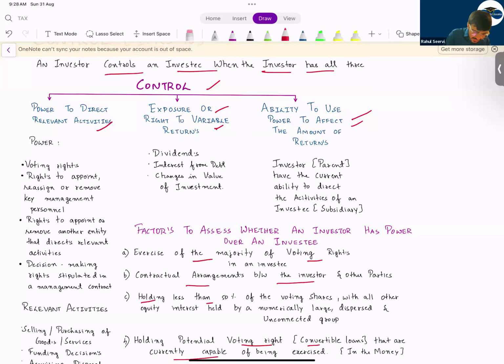Whenever a question comes, please write down these three and write down what the relevant activity is. In most questions, what is the relevant activity? Will there be power or not? It will be mentioned in the question. So link to the case and write down your answer.